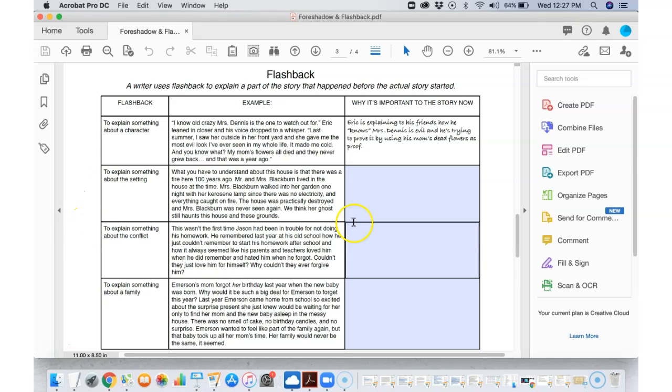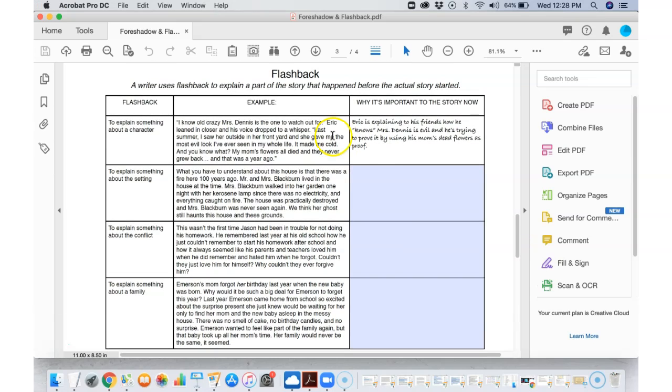So where you see these empty boxes, these purple boxes, you can type directly into these boxes. You can type your answers, okay? And you only have 3 of them to do here. So we're actually going to do the first one together, all right?